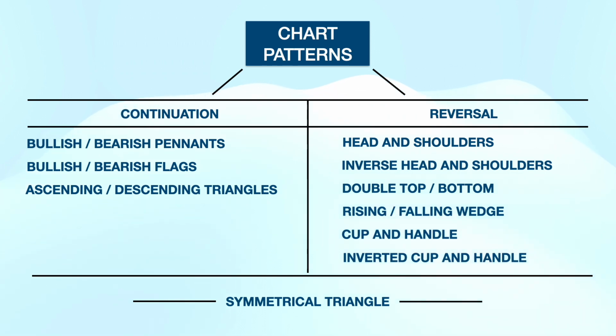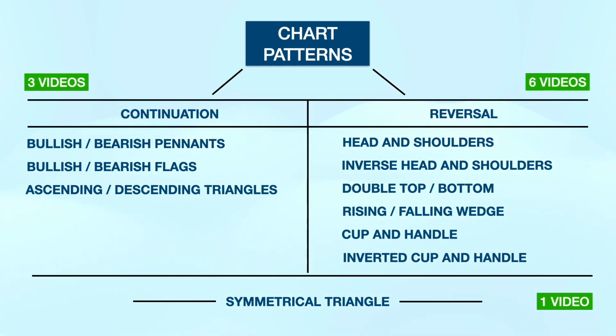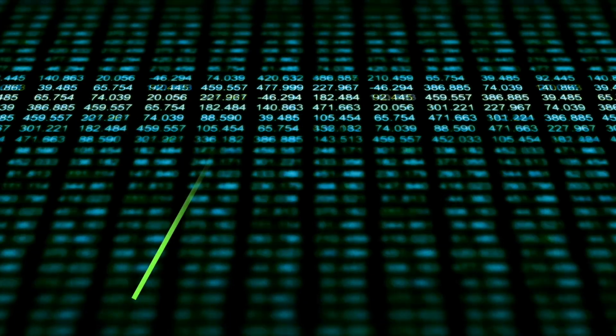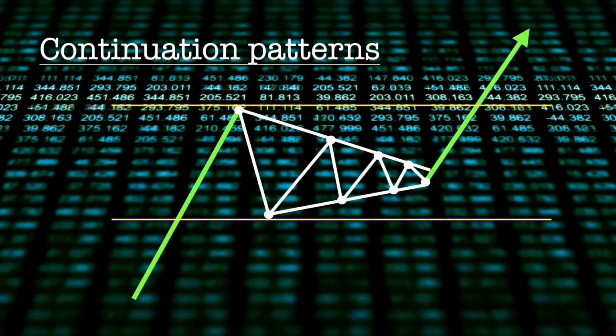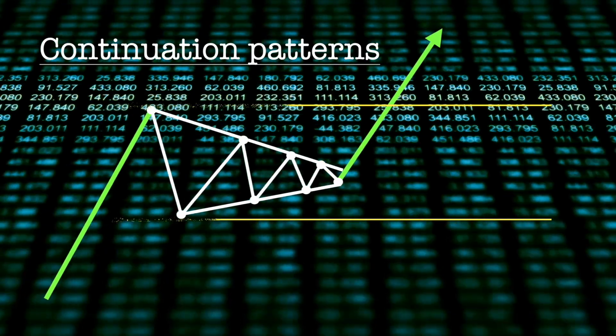Unlike I was doing before, I'm going to divide this topic into 10 separate videos to cover each pattern individually. I hope this will make it much easier to digest. So let's get started. The first category of chart patterns are the ones that usually go along with the trend. These are called the continuation patterns.